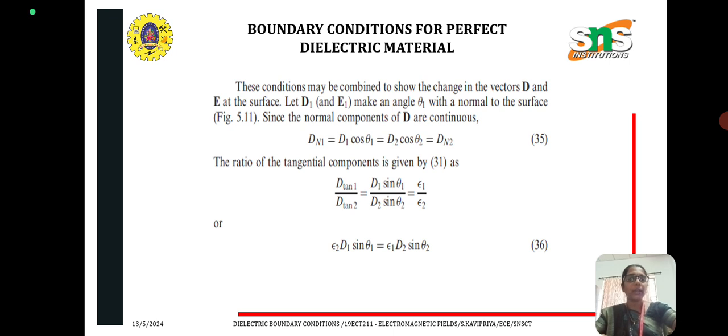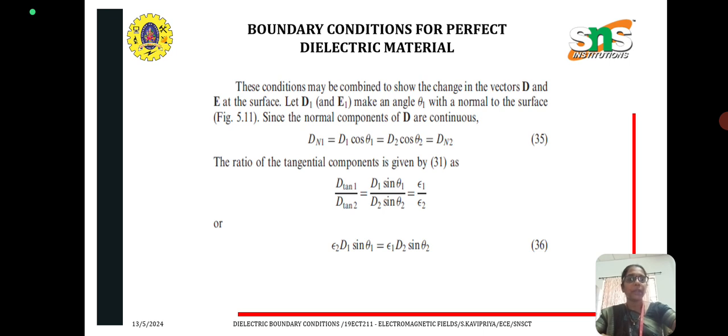Since normal components of D are continuous, Dn1 will be equal to D1 cos theta 1, which is equal to D2 cos theta 2, which is equal to Dn2. So Dn1 is equal to Dn2. Since Dn1 and Dn2 are equal, we can equate these two terms. So Dn1 is equal to D1 cos theta 1, which is equal to D2 cos theta 2, which is equal to Dn2.